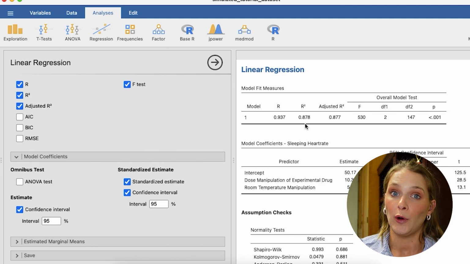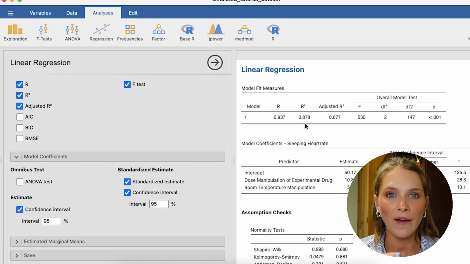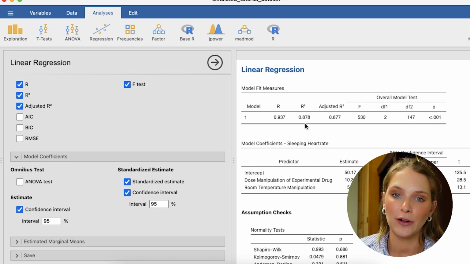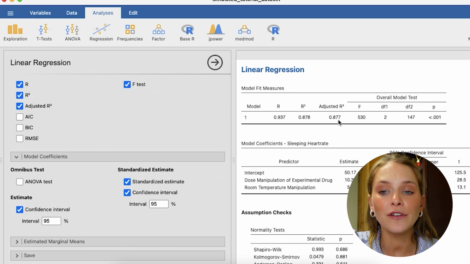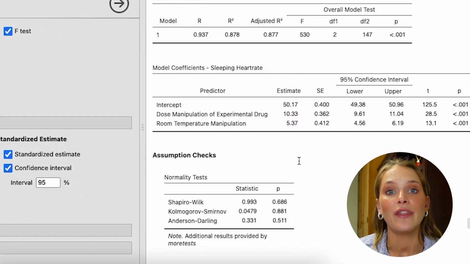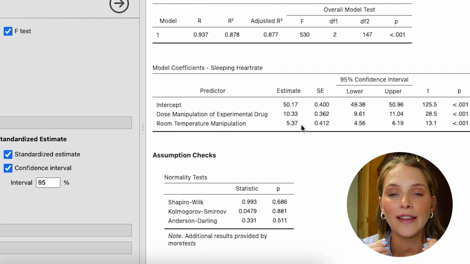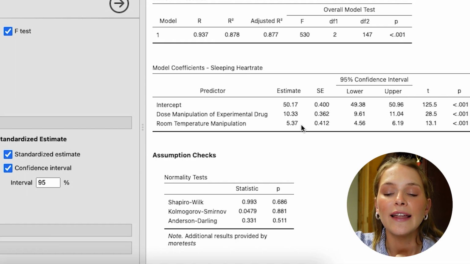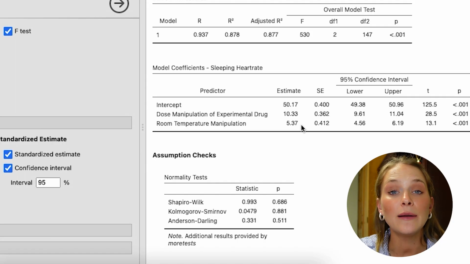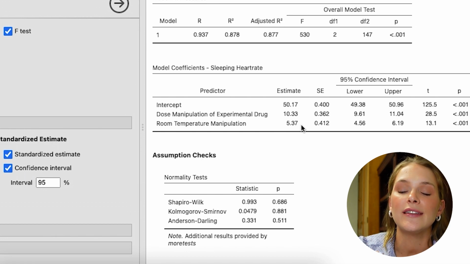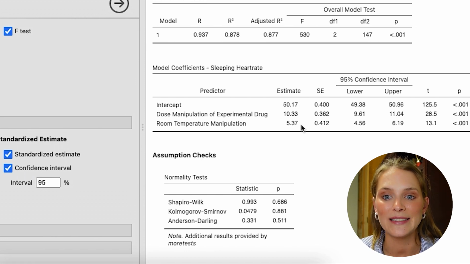Now, when we move down to the model coefficients table, we can get more information about what the individual predictors are adding to the model and how to interpret those. So firstly, we have the estimate. Now, this is the value of the predictors in the measure that they were initially measured in. So what does that mean? Let me tell you. So you see we have a value for the dose manipulation of the experimental drug. That value is in beats per minute, so 10.33 beats per minute. For each additional dosage of the drug, the athlete's heart rate increases 10.33 beats per minute.